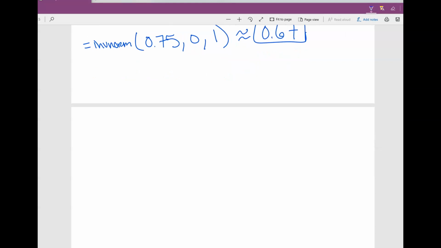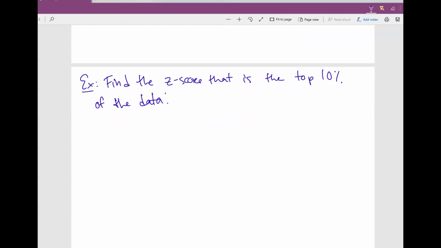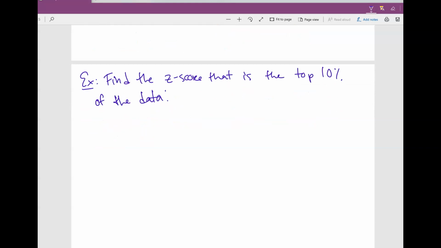Let's say we want to find the z-score that is the top 10% of the data. So let's try to figure out what z-score is the top 10% of this particular data. The first thing we're going to do is draw a picture of the normal curve.